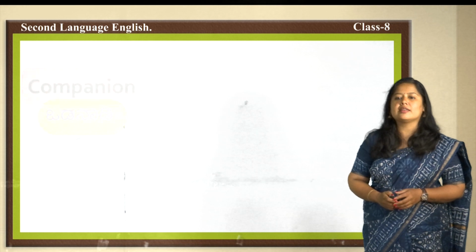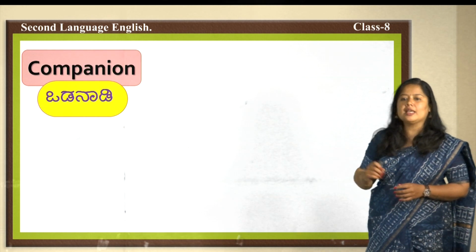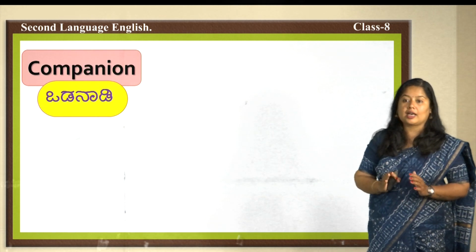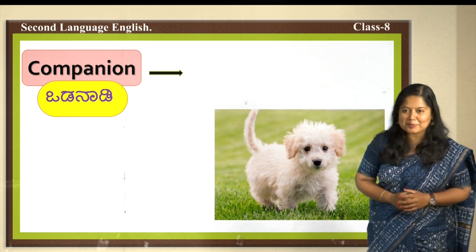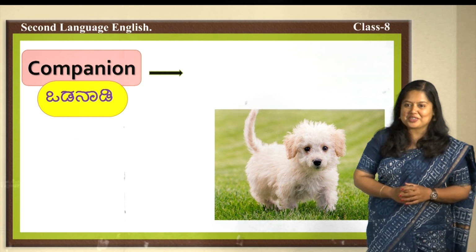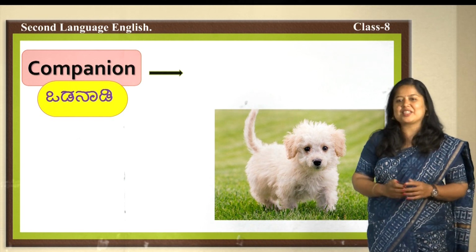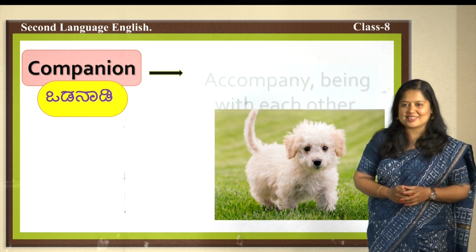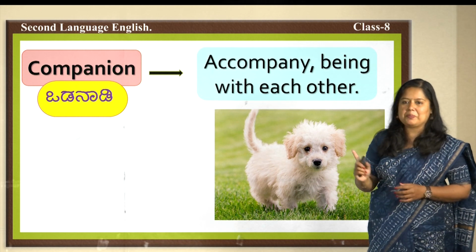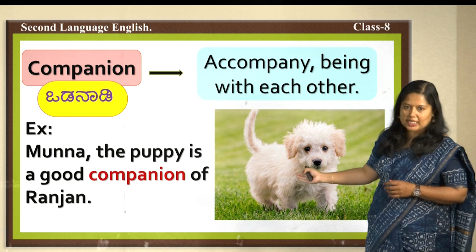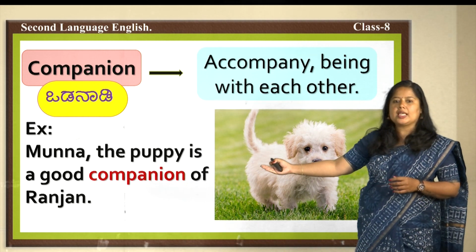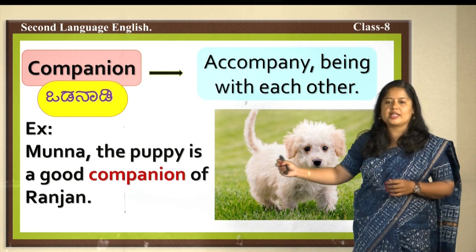So, next word comes companion, odanadi athava jotegara, jotegarti. Children, we have a picture here. Don't you love this puppy? Of course, all of us love puppies a lot, and it's a very good companion to us. So, companion means to accompany, being with each other. So, our sentence can be like this: Munna, the puppy, is a good companion of Rajan.